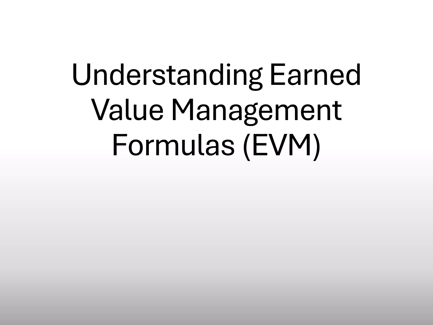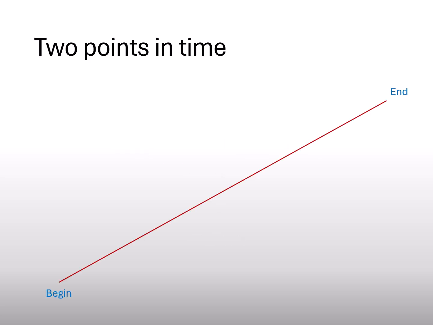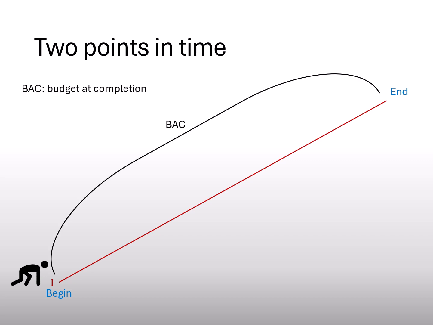Let me show you the earned value management formulas as part of the cost control. Let's imagine our project as a line from the beginning to the end, and we will check it at two different times. First, at the beginning. From there, I could ask, how much will this project cost? The answer will be BAC, the budget at completion.